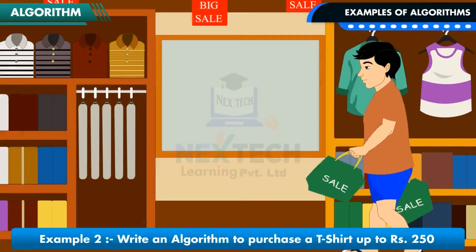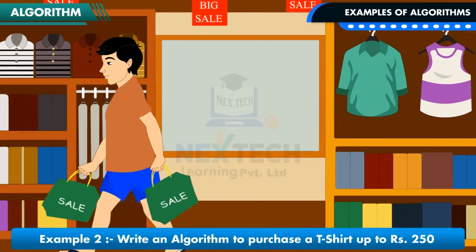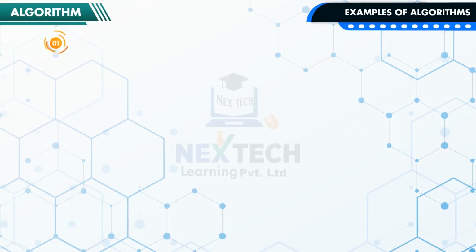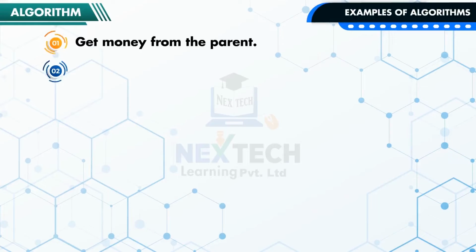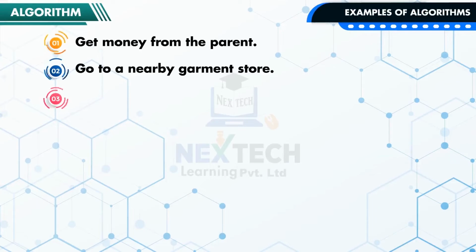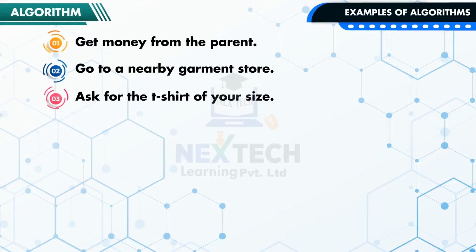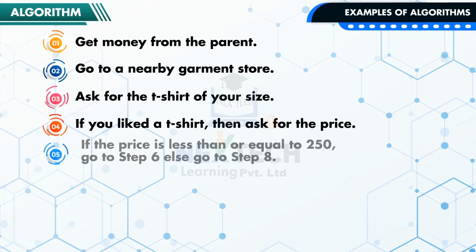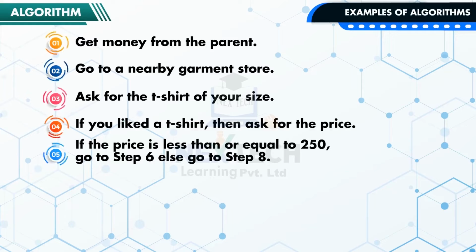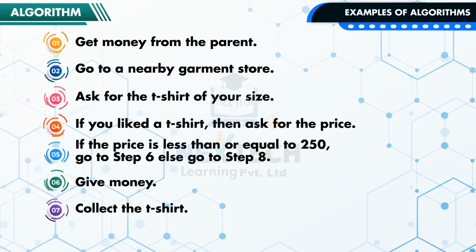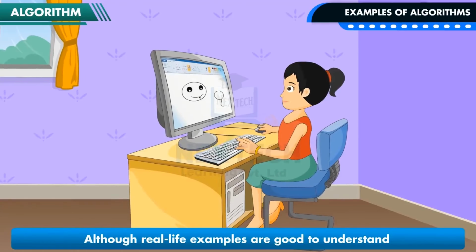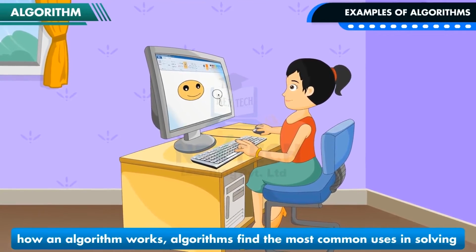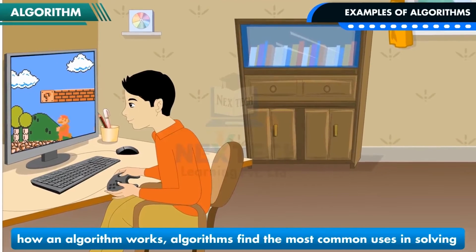Example 2. Write an algorithm to purchase a t-shirt up to Rs 250 from a garment store. Step 1. Get money from the parent. Step 2. Go to a nearby garment store. Step 3. Ask for the t-shirt of your size. Step 4. If you like the t-shirt, then ask for the price. Step 5. If the price is less than or equal to 250, go to step 6. Else, go to step 8. Step 6. Give money. Step 7. Collect the t-shirt. Step 8. Go back home.